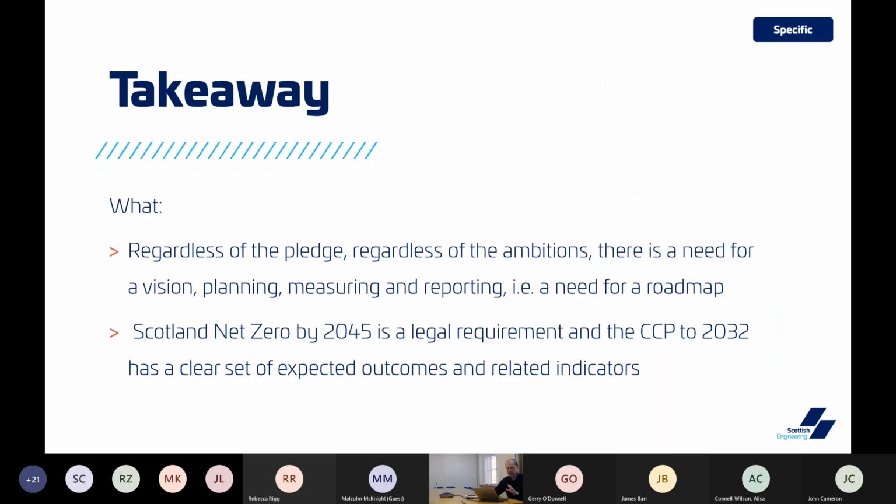So the takeaway on the what is, regardless of the pledge, there is a need for a vision, planning, measuring, reporting. So in essence, there is a need for a roadmap. And in Scotland, we've legally committed to be net zero by 2045. So that's a must, and there's a climate change plan, as I said, that goes to 2032 to give enough room to take corrective actions if the outcomes are not coming through.